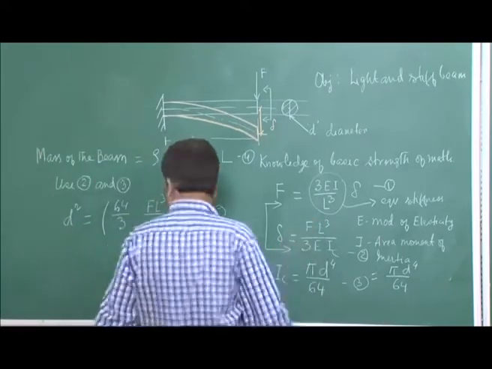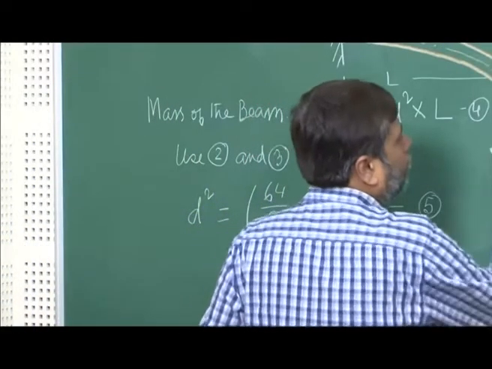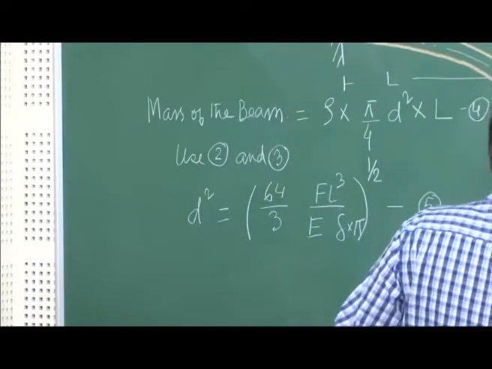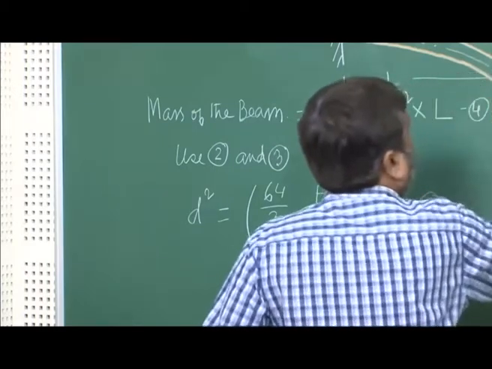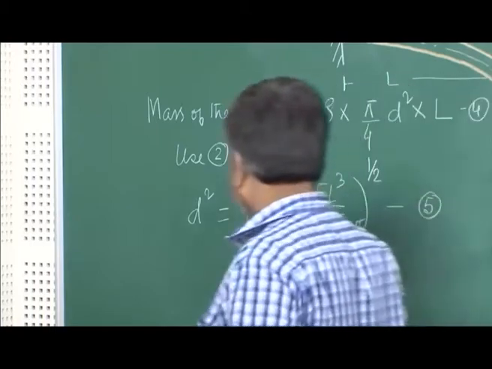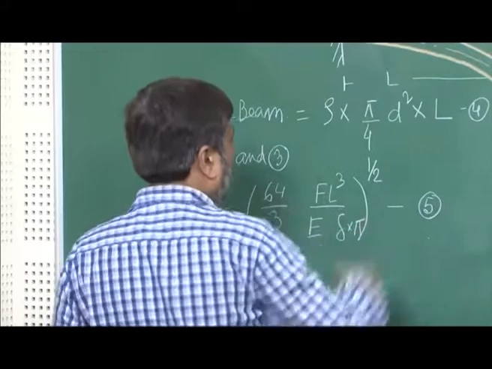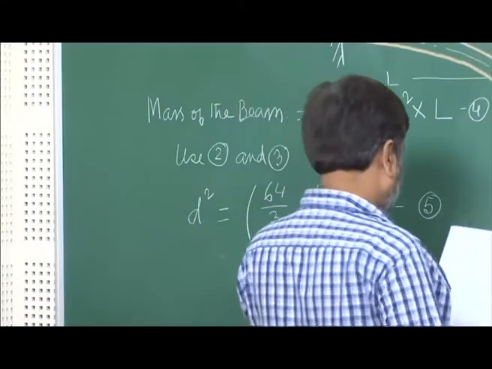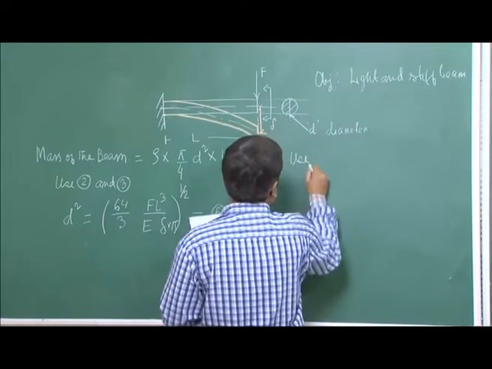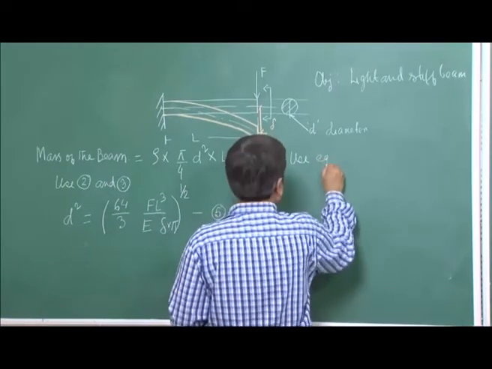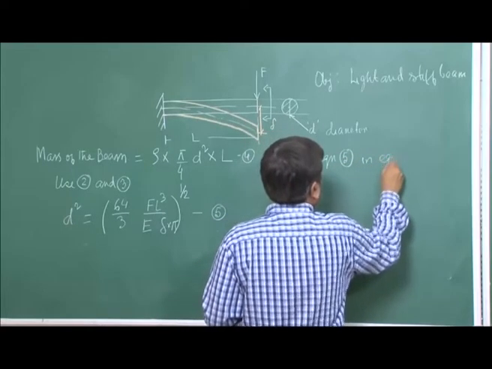Now, we substitute this whole thing and we try to get an expression. So, let us erase this part now, because we have used these equations. I think we can very easily erase these parts. Let us use this expression of d square, that is equation 5, in equation 4. So, use equation 5 in equation 4.